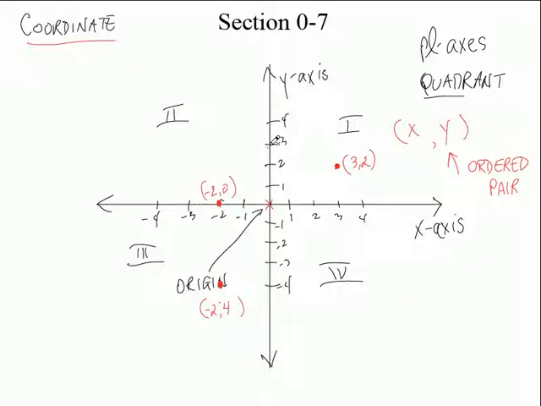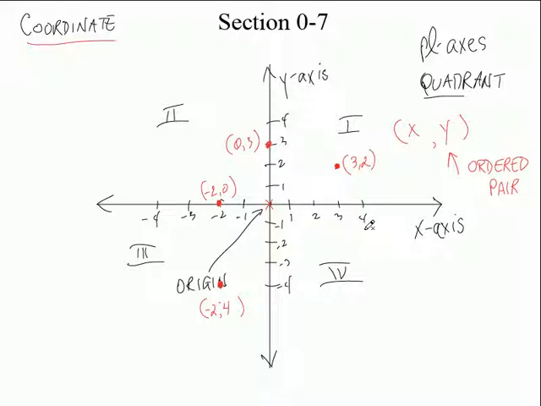What about this point right here? That's right. You go x direction first. So how far do we go left and right? We go 0. We don't go anywhere. And then you go up 3. So that's the y direction. So that ordered pair is 0, 3. Everybody got that? Okay, cool.